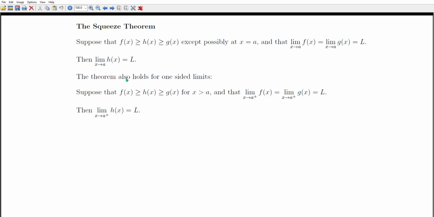This is also true about one-sided limits. If f of x and g of x trap h, and the limit as x goes to a plus of f of x is the same as the limit as x goes to a plus of g of x, then h of x, the trapped function, is going there as well.